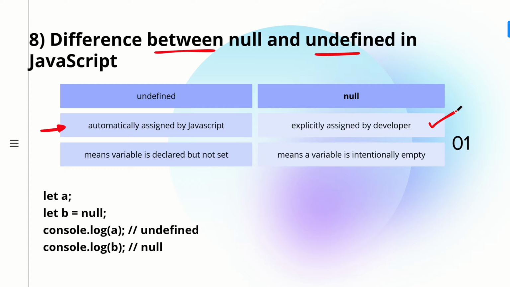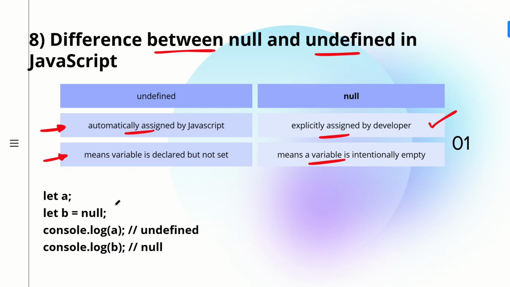So this is an intentional value you are giving to your variable, that it is going to save null, it is not going to save anything. So this is an intentional value, whereas undefined is a value which is automatically assigned by JavaScript. Then the second difference is that undefined means the variable is declared but not set. This is what we saw in the above difference also, that we have just declared the variable but not set any value, whereas null means that the variable is intentionally empty.